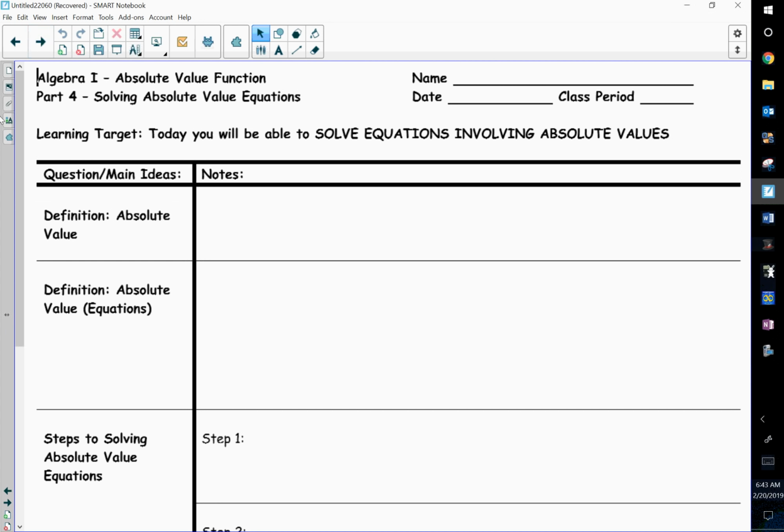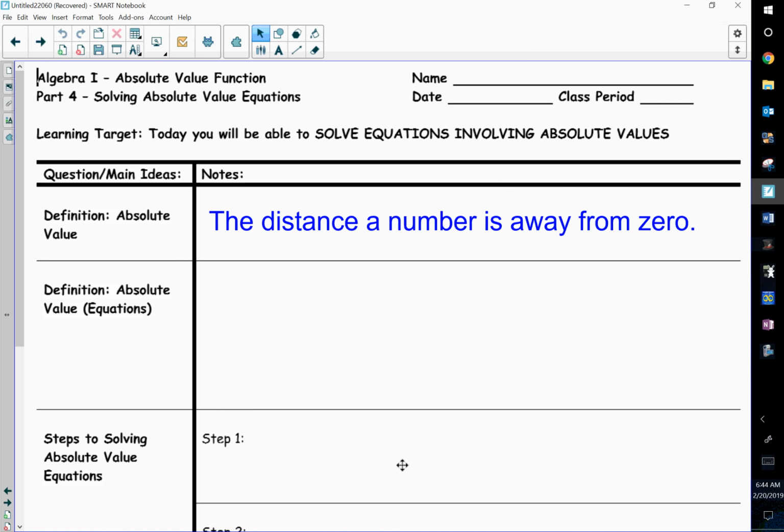The absolute value we've looked at several times, but the definition of the absolute value is simply the distance a number is away from zero. So you can either go to the right in the positive direction or to the left in the negative direction, and both answers answer the question of what is the absolute value.